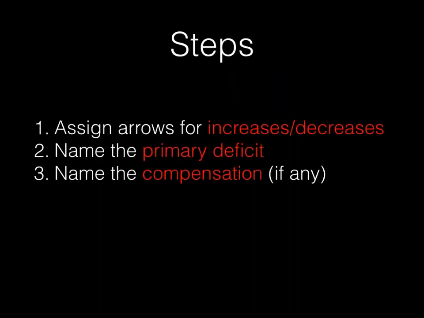Now here are the steps for how you do this. I'm going to go through them now, but we're going to do two examples that will make them very, very simple. First, you assign arrows for increases or decreases in our three main values, which are pH, bicarbonate, and carbon dioxide. You then name the primary deficit, and then after that, you name a compensation if one exists at all. So what we're going to do now is go into two examples which will illustrate this and make it very, very simple to understand.